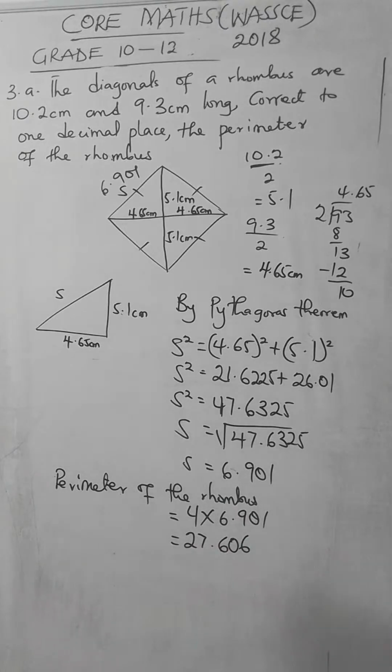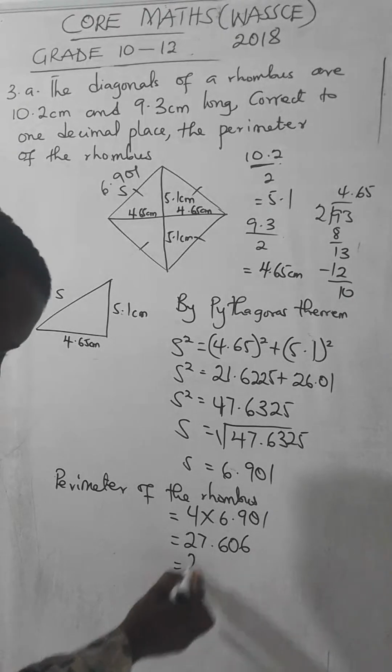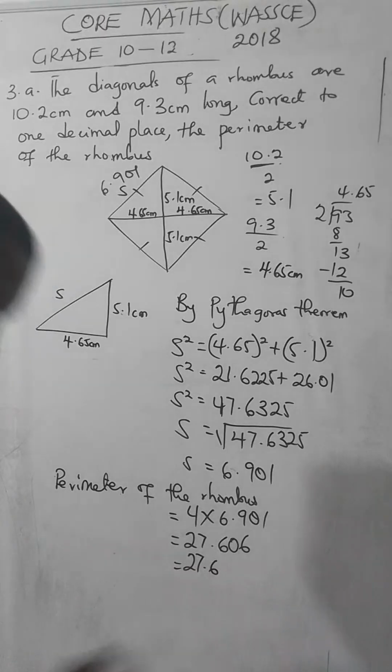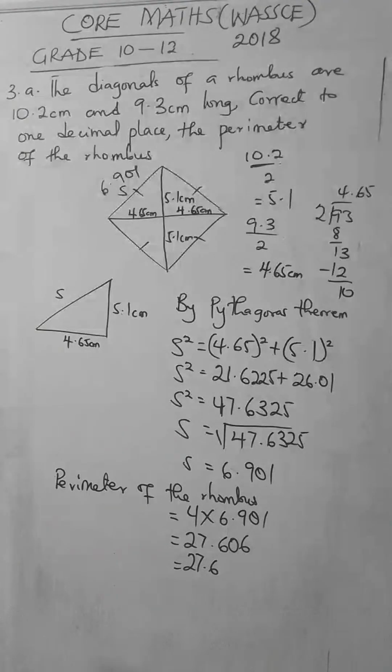27.604. So therefore, they are saying to one decimal place. So that will be 27.6. Only one number should be left. We check the number behind and see if it is significant or not. If it is not, you leave your answer like that. So here we have centimeters. So that we count the perimeter of the rhombus. Perimeter of the rhombus.